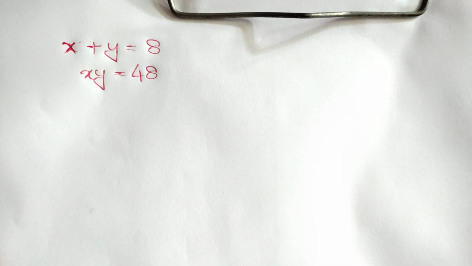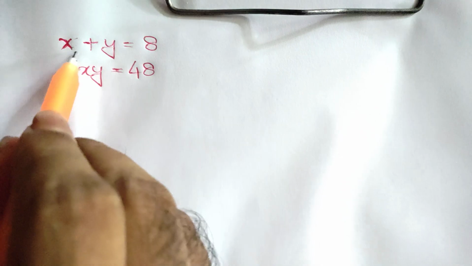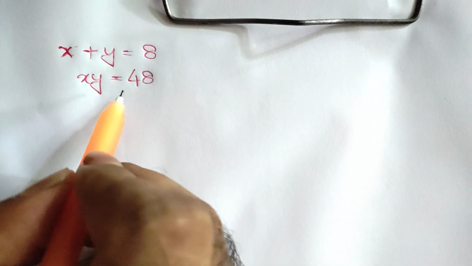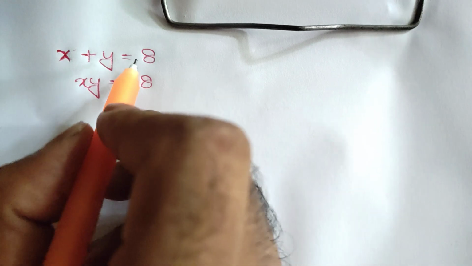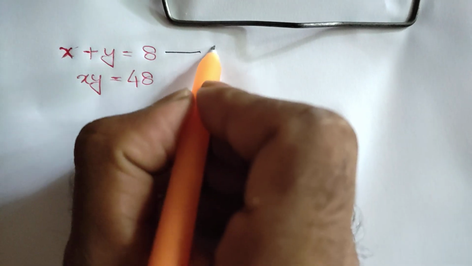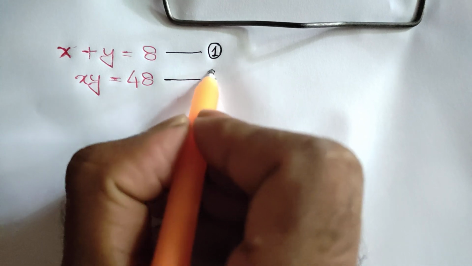Hi everyone, in this video I am going to show how to find the value of x and y where x plus y is equal to 8 and xy is equal to 48. Now x plus y is equal to 8 is called equation number 1, and xy is equal to 48 is called equation number 2.